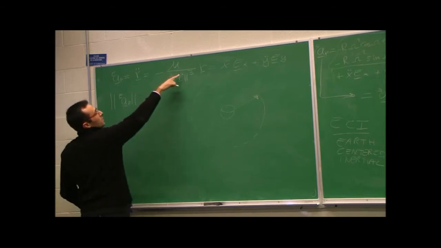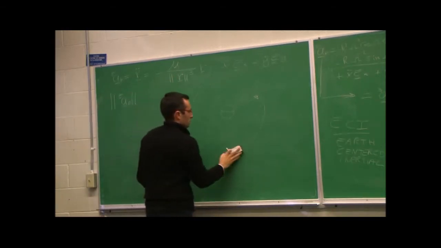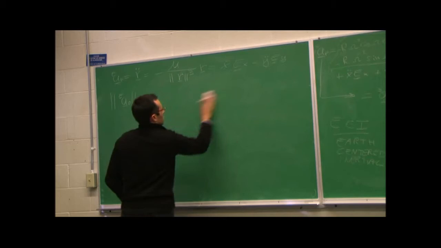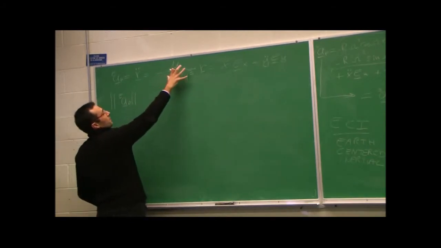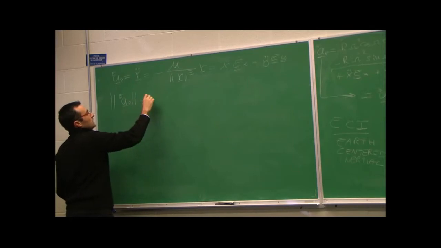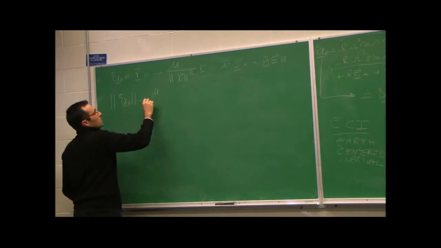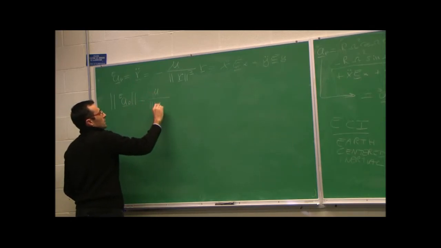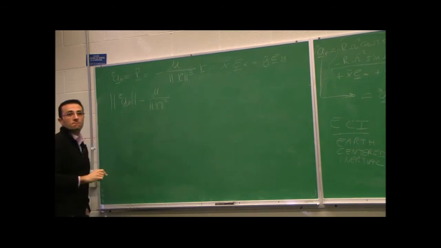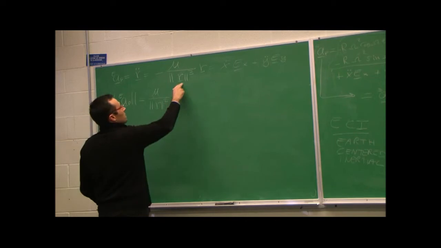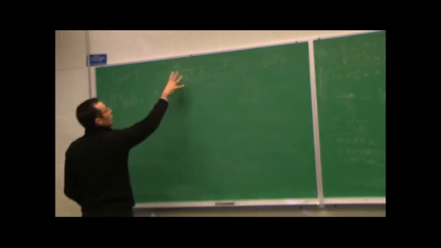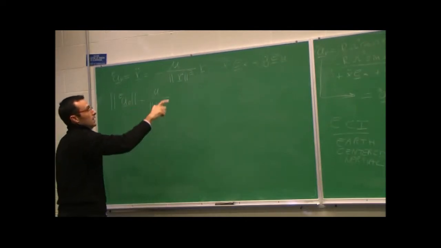So, the magnitude of this vector here, what is the magnitude of this? That's the vector itself, right? What would be the magnitude of this? It's mu over r squared, right? Make sense? I have an r cubed here, I have another r here. If I take the norm of this vector, this is what it is.